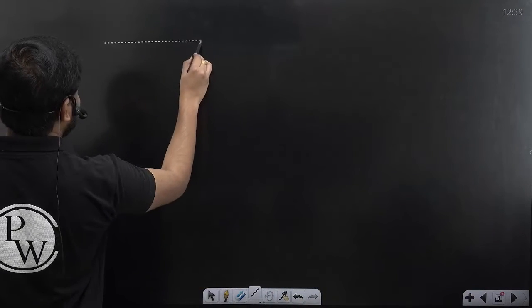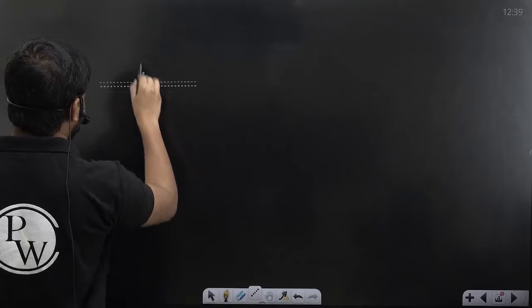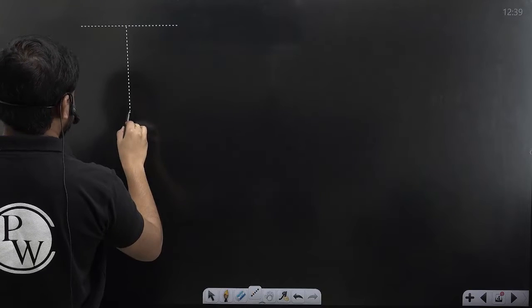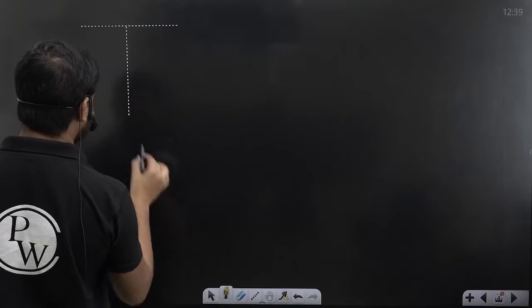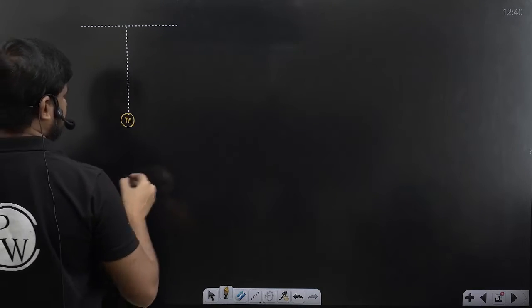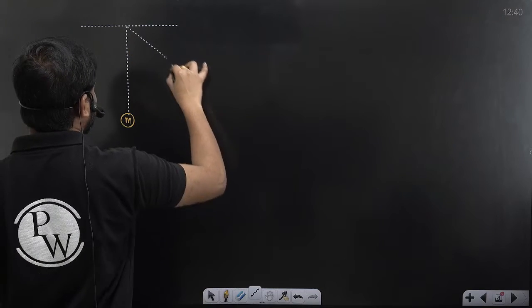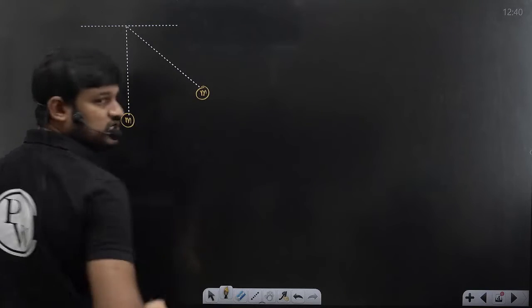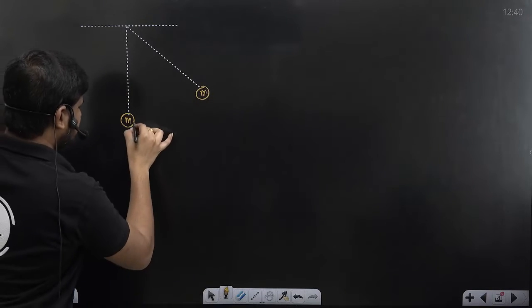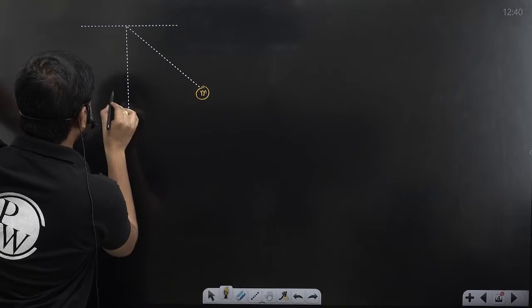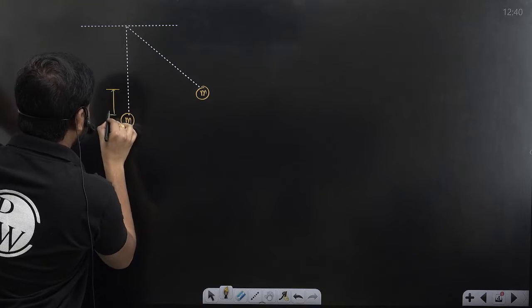So this is a fixed end, and then here is a string, and an object of mass M is connected here. Then the string is gradually raised to this point. So here is a mass M, right? Now see, it is raised from here to here. We need this height, whatever the height from here to here.